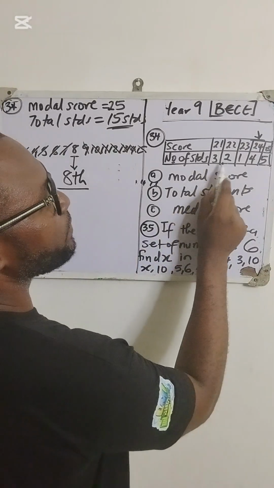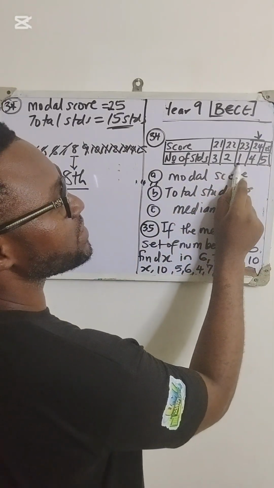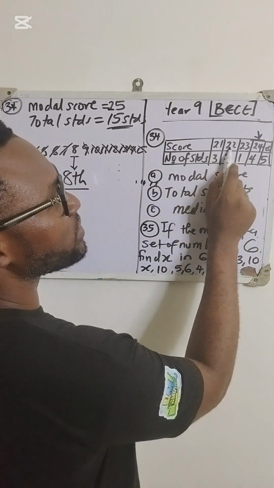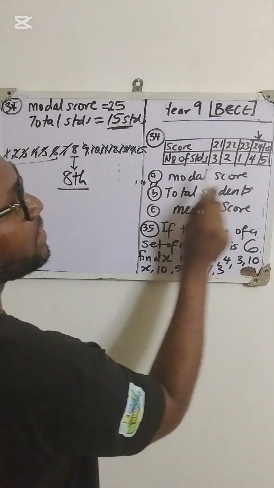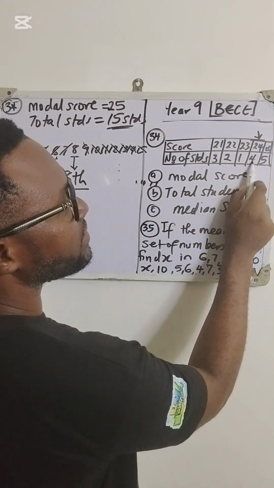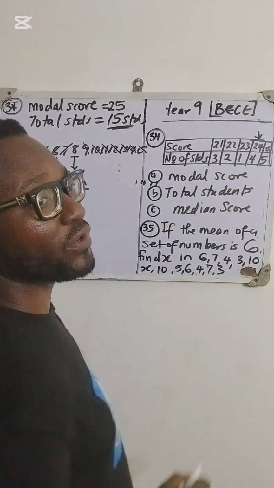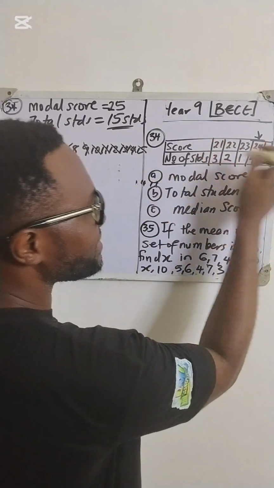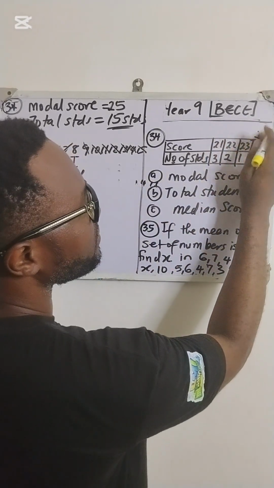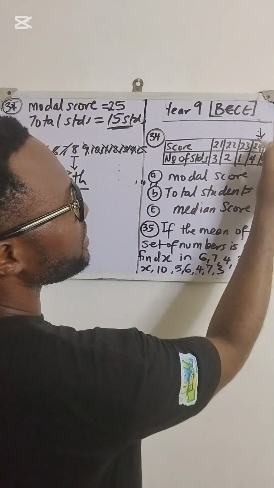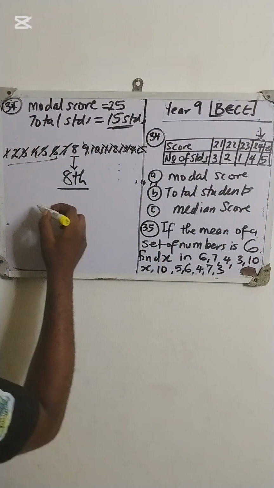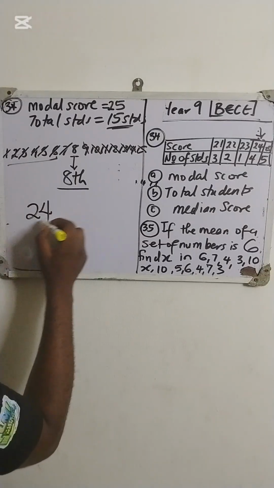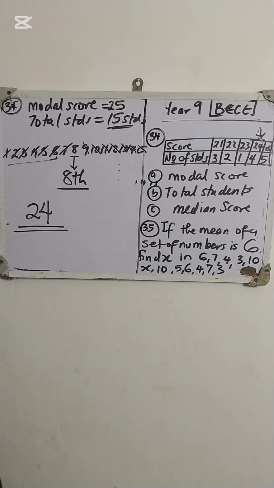Now just check this. 3 plus 2, 5, plus 1, 6. So 21, 22, 23 is still somewhere here. Now, the next one is 6. 6 plus 4, 10. That means 8 is inside this 24. So that means our median score is 24. So that makes our median score 24. So that's it for number 34.